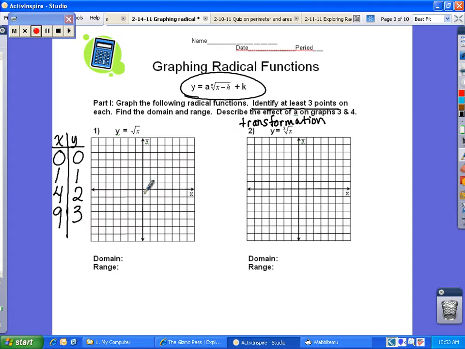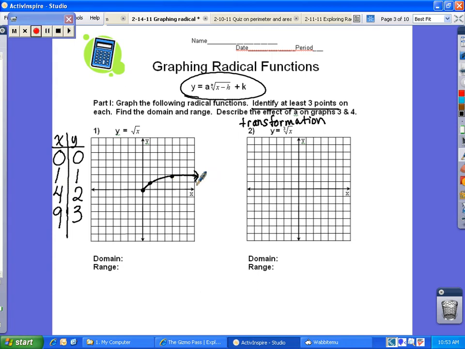We have actually identified 4 points, which is fine. The 9 we might not get to, so we'll see. So there's (0, 0), (1, 1), (4, 2). And as you can see, 9 does go off the graph, so we're just going to stick with those 3 points. And so this would be your graph of the square root of x.